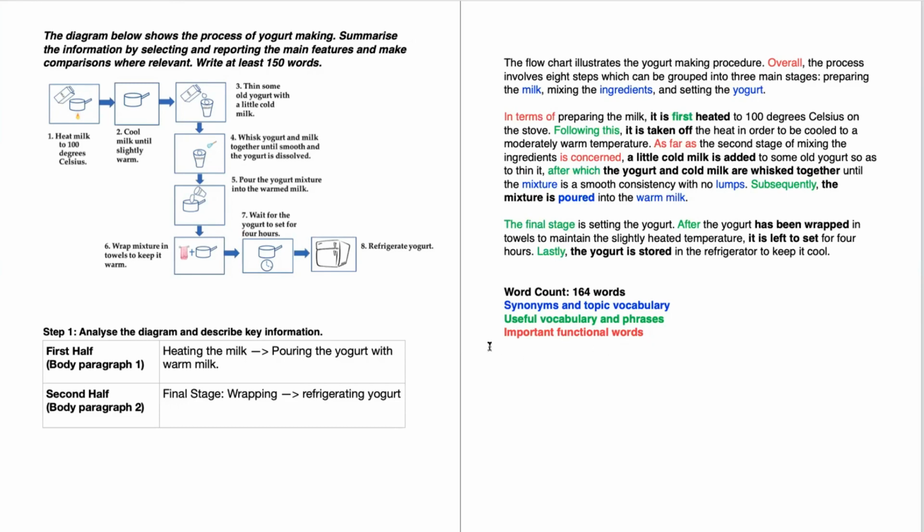Let's take a look at the red, important functional words. This sets the stage and makes everything a bit logical. So when we're talking about the whole process, we see overall. Then in terms of something, so we talked about in terms of preparing the milk. This is quite specific because we're talking only about preparing the milk. Then this is a great formula. As far as, and then we have something, is concerned. So we would put a noun here.